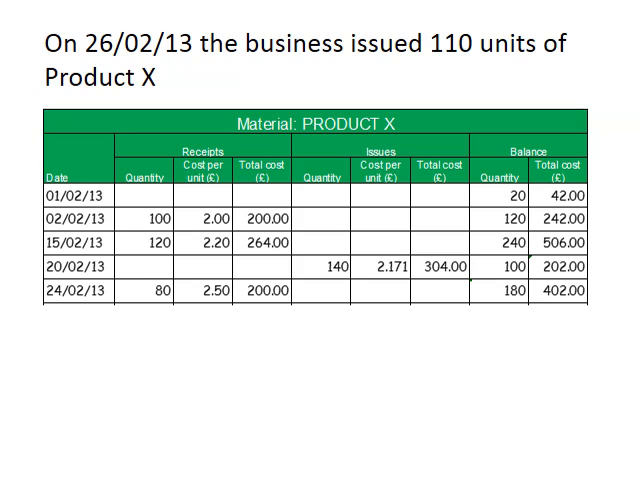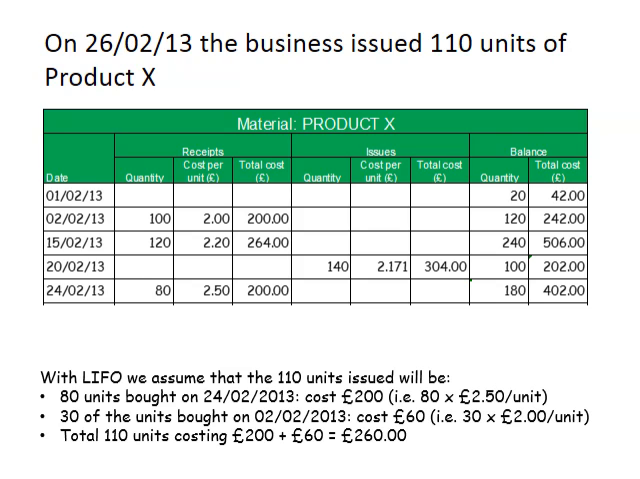Now that we've established where the issues of inventory will come from, we can calculate the associated total cost. So we've got the 80 units bought on the 24th. Well, that costs £200, and we're going to use all of that. We'll also use 30 of the units bought on the 2nd of February. That costs £2 per unit, so we've got a total cost from that purchase of £60. So in total, the 110 units will have cost us £260.